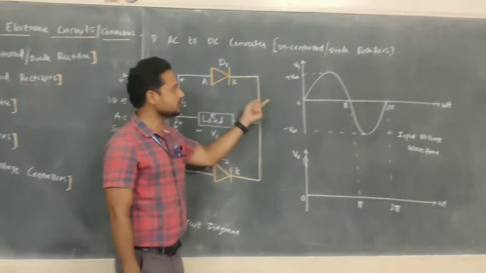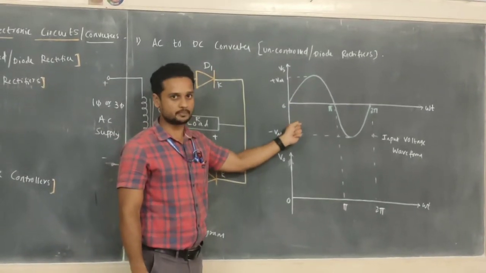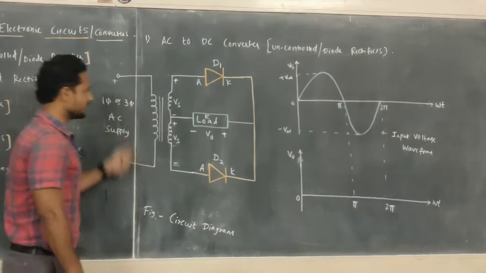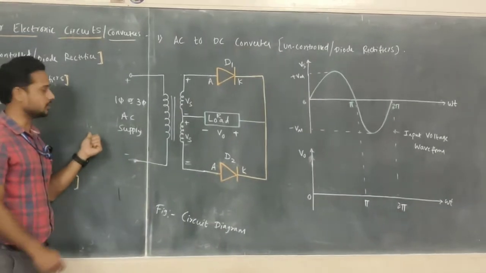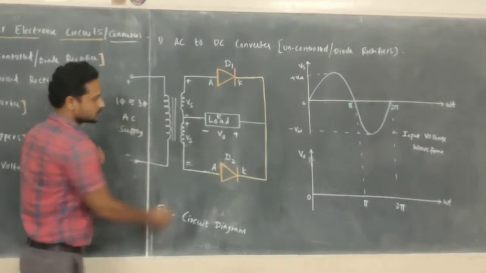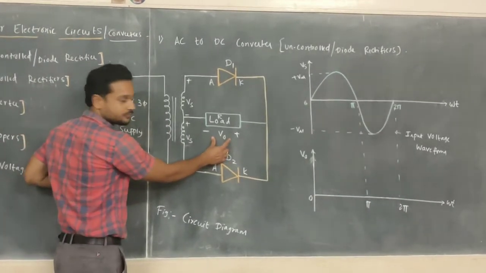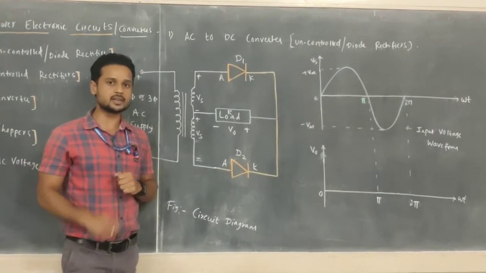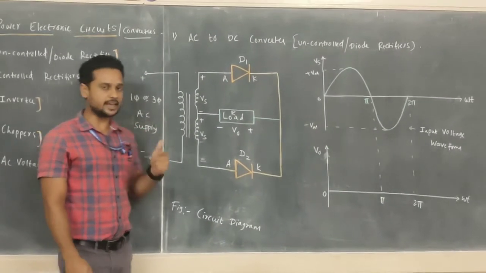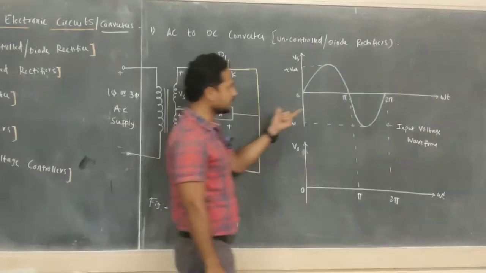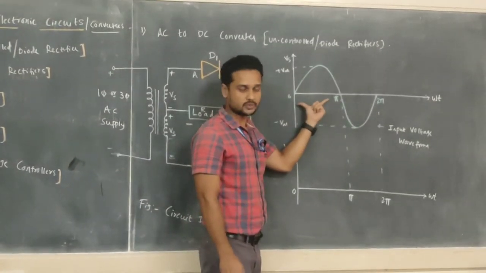And the nature of the input voltage waveform is shown here. This is, by default, the AC input voltage that you are feeding. Now let us see how it is possible to convert this AC input voltage to DC output voltage. That output voltage you will get here. Whenever you want to analyze any given circuit where the input is AC, you just have to look at this waveform. This is the input voltage you are feeding.